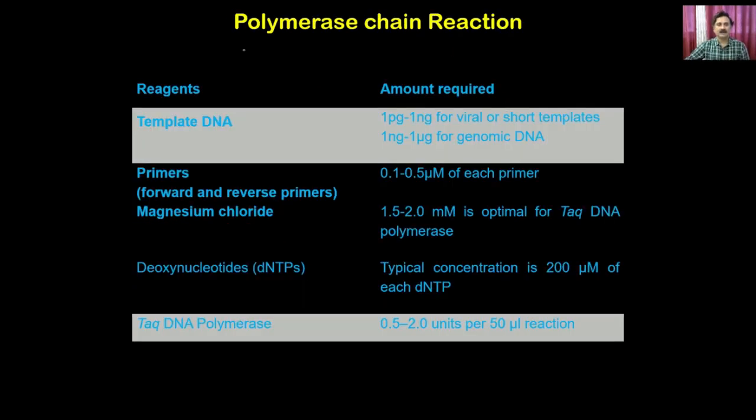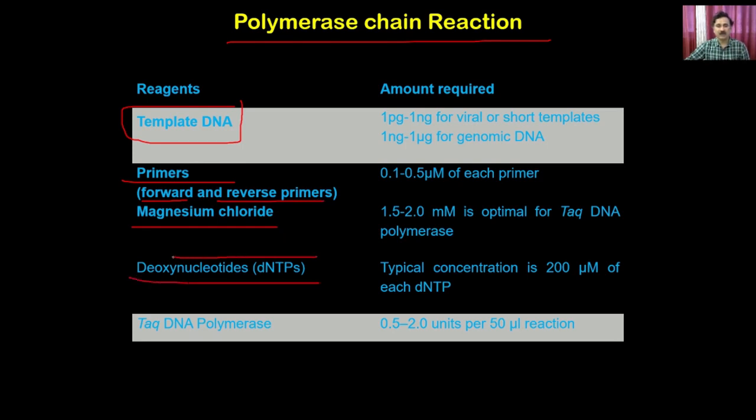These are the reaction mixtures. So you are going to have the template DNA, and you are going to have the primers. As I said, you're going to have two different types of primer, the forward primer as well as the reverse primer. Then you have to have the magnesium chloride, the deoxyribonucleotides or dNTPs, which are actually the building blocks for the DNA, and then you also require the thermostable Taq DNA polymerase.